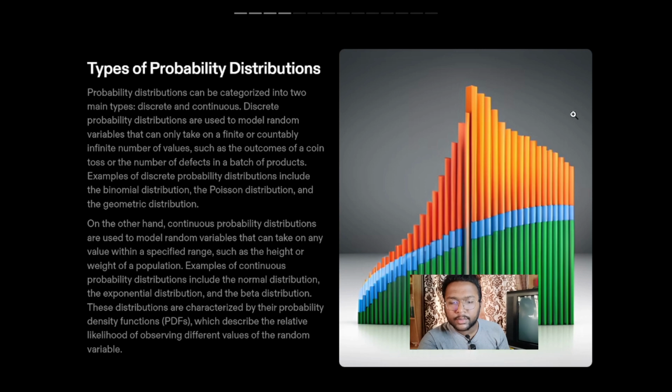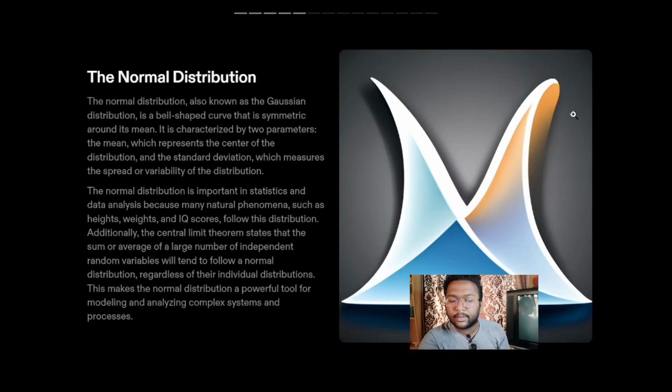On the other hand, continuous probability distributions are used to model random variables that can take on any value within a specified range, such as the height or weight of a population. Examples of continuous probability distributions include the normal distribution, the exponential distribution, and the beta distribution. These distributions are characterized by probability density functions, PDFs, which describe the relative likelihood of observing different values of the random variable.